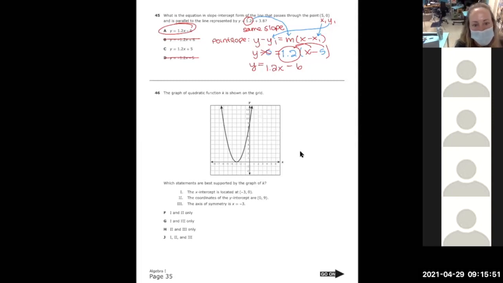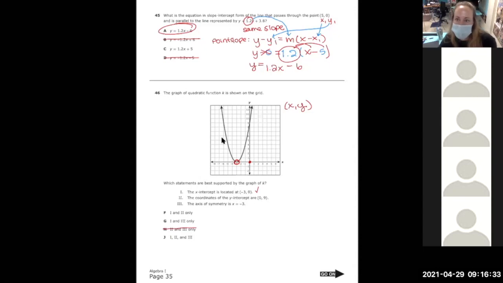Okay, number 46 says the graph of the quadratic function k is shown on the grid. Which statements are best supported by the graph of k? So the x-intercept is located at (-3, 0). The way you do these problems is you just go down each one and you do a check or an x next to it. So it crosses the x-axis at (-3, 0). That is correct. Remember, coordinates go x, comma, y. So the x coordinate is -3 and the y coordinate is 0. So number 1 is true, and therefore we can cross off H.